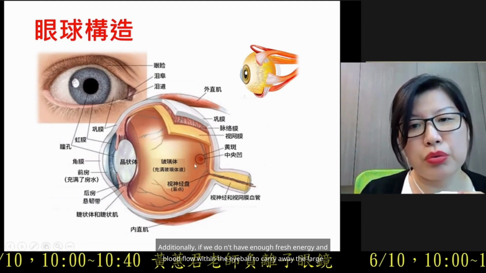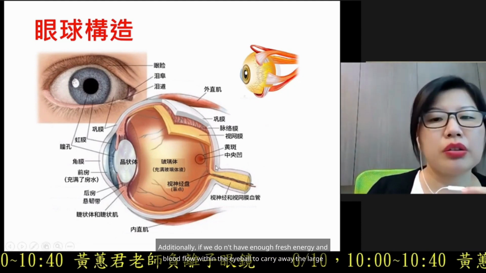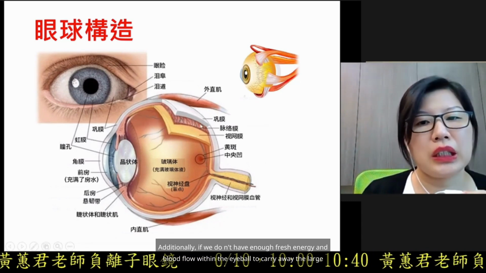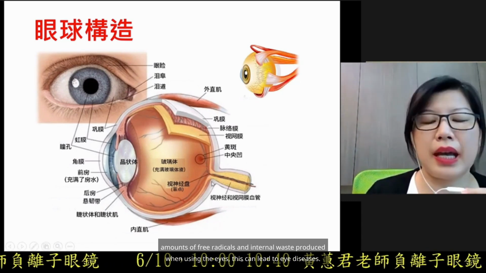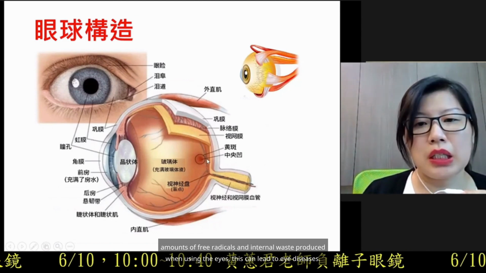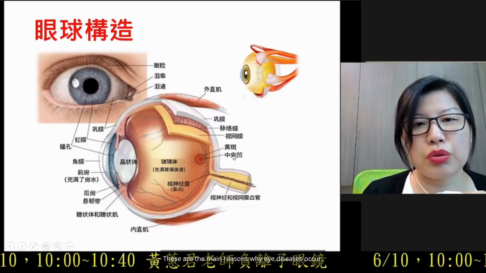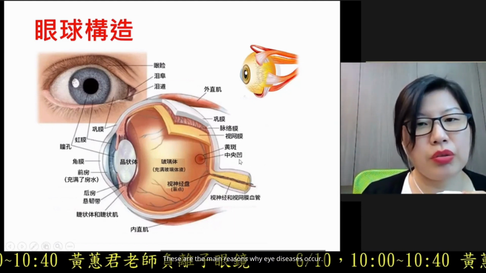Additionally, if we don't have enough fresh energy and blood flow within the eyeball to carry away the large amounts of free radicals and internal waste produced when using the eyes, this can lead to eye diseases. These are the main reasons why eye diseases occur.